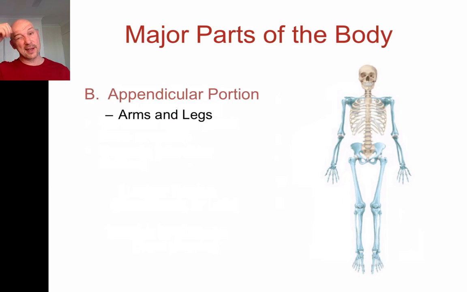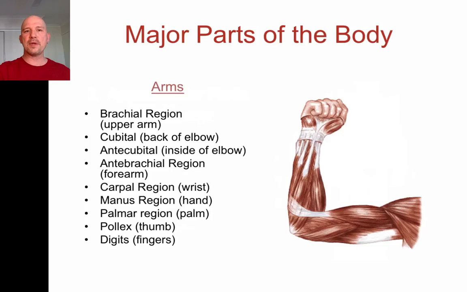Let's take a look at the appendicular portion then. So we've got arms and legs, essentially. That's what makes up the appendicular part of our body. The brachial region is the upper arm. The cubitus here is the back of the elbow. So the other side of that is the antecubitus, or the antecubital fossa. Fossa means a hole or an indentation.